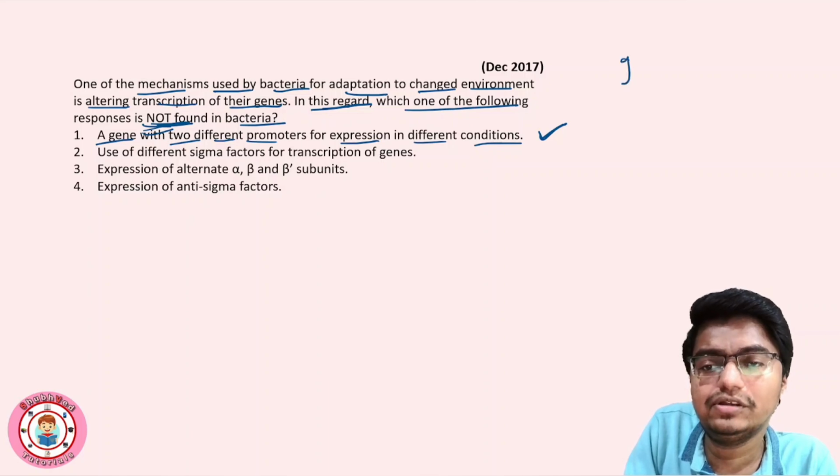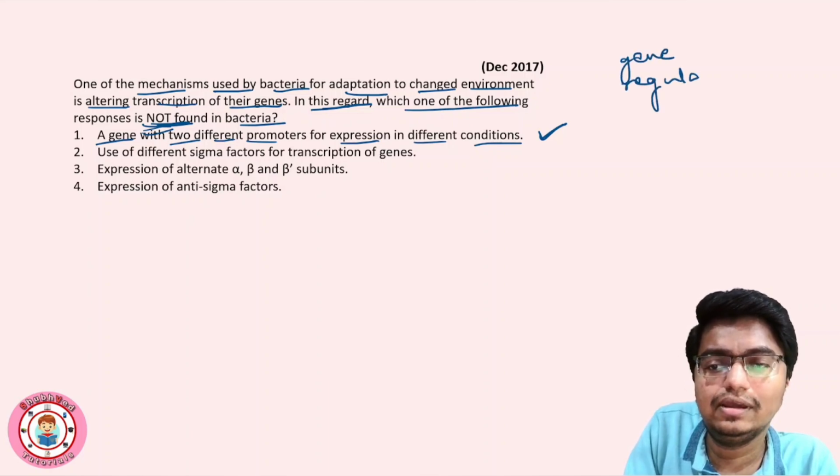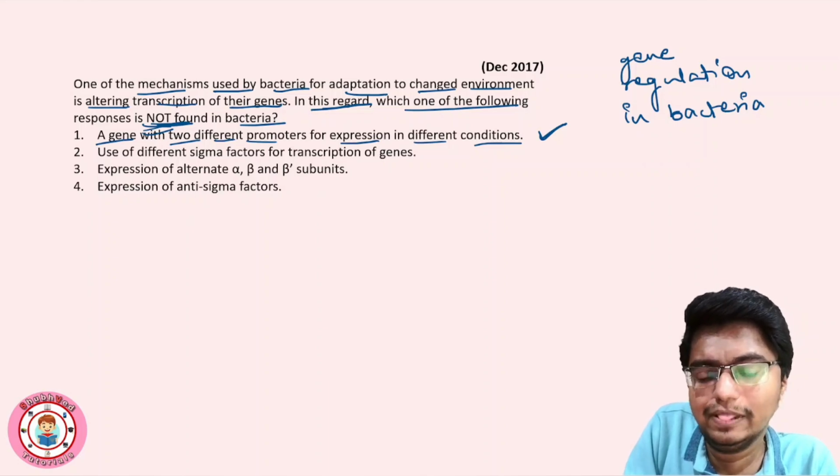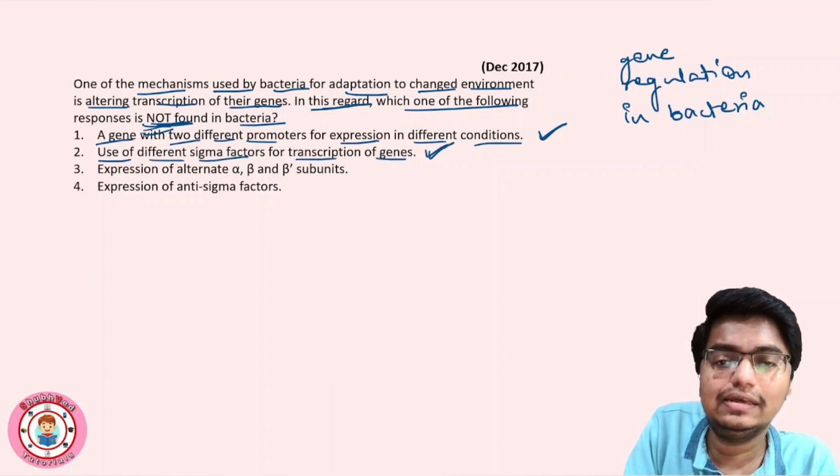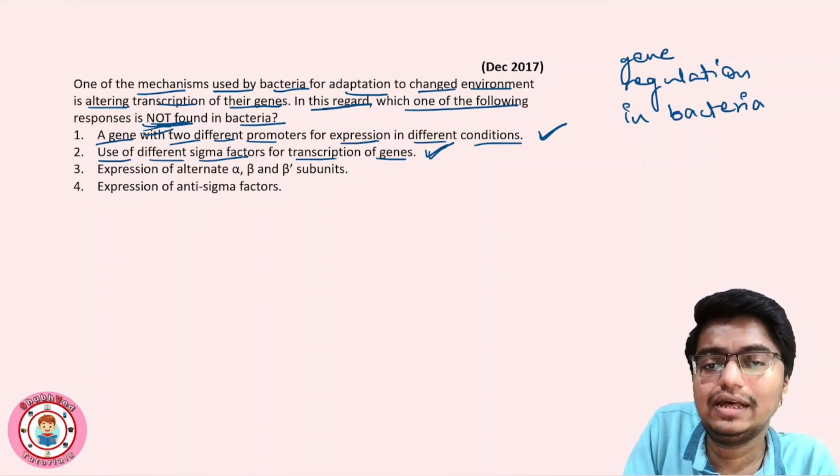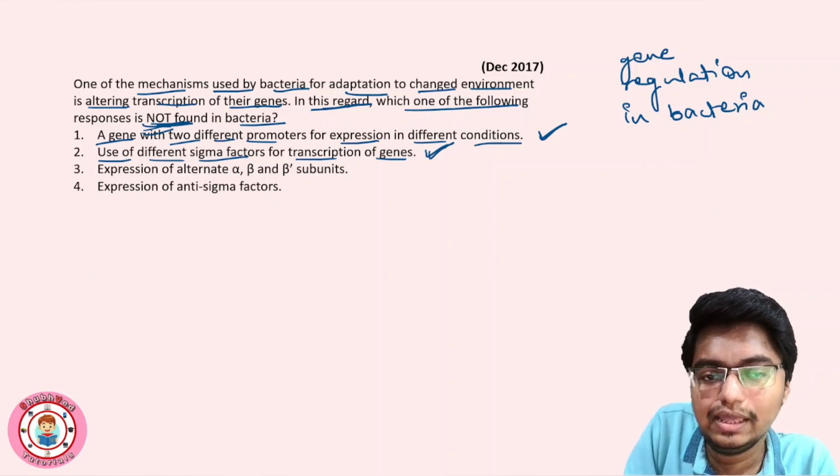Basically this is about gene regulation in bacteria, meaning how transcription of a gene can be controlled. You can do this with 2 different promoters for different conditions. Second option, use of different sigma factors for transcription of genes. Yes, we just saw the table of so many different types of sigma factors. So different sigma factors are used for controlling transcription. Possible. Expression of alternate alpha, beta and beta dash subunits.